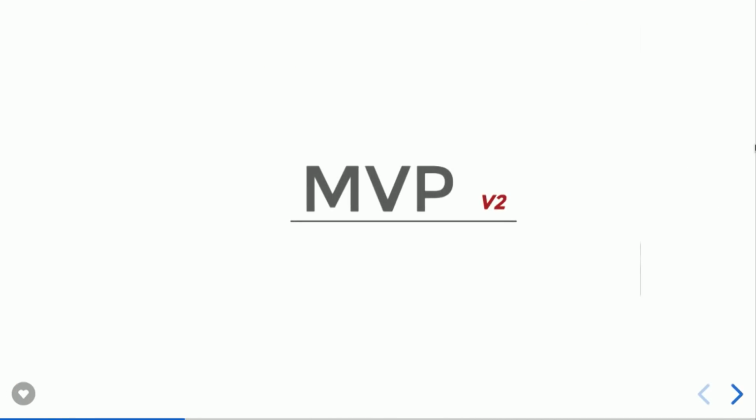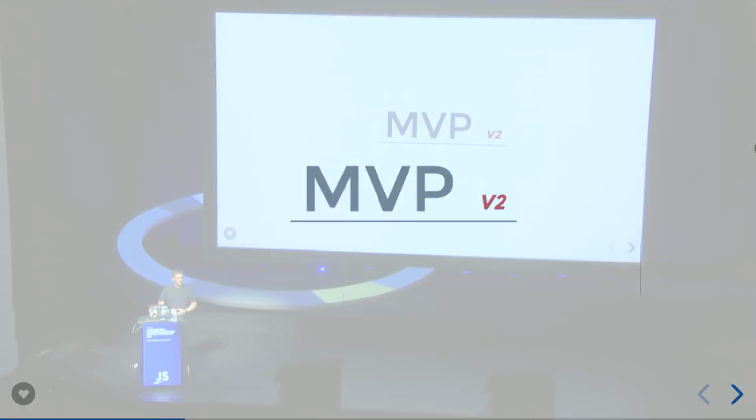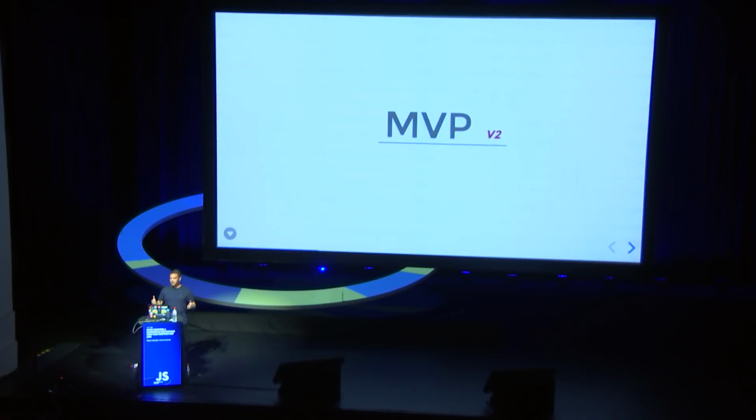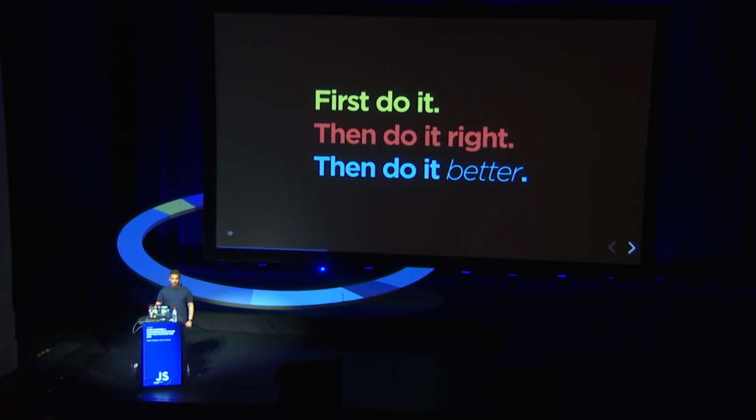So, OK, we came with this idea. Why not, now that we have the business values totally validated, start improving, because improvement is a cycle, right? So let's start with our MVP, now version 2, with a few ideas in our mind. One of them is, first, do it. Second, then do it right. And then do it better.